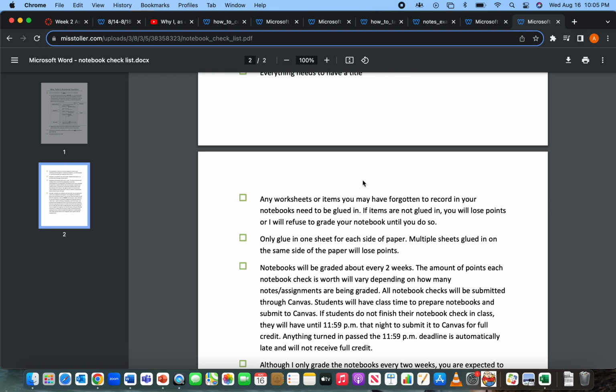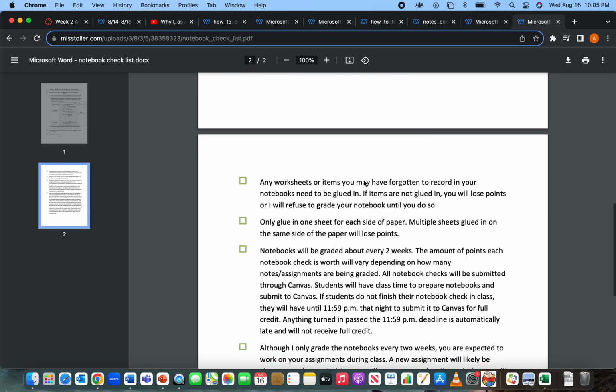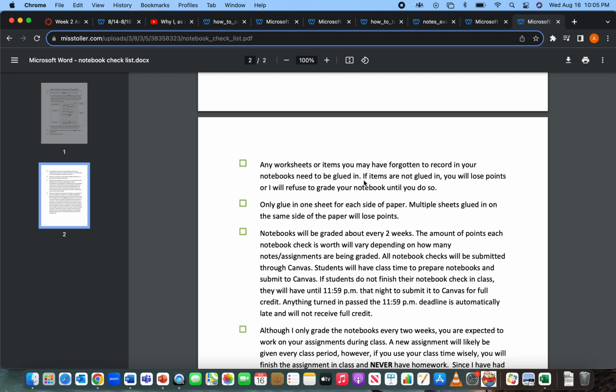Any worksheets or items you may have forgotten to record in your notebook need to be glued in. If items are not glued in, you will lose points, or I will refuse to grade your notebook until you do so. Now, I do have you submit your notebooks through Canvas, but I will do random notebook checks. If I notice that your notebook's not put together, you haven't been gluing things in, whatever it may be, I will refuse to grade your future notebooks until you take care of your notebook.